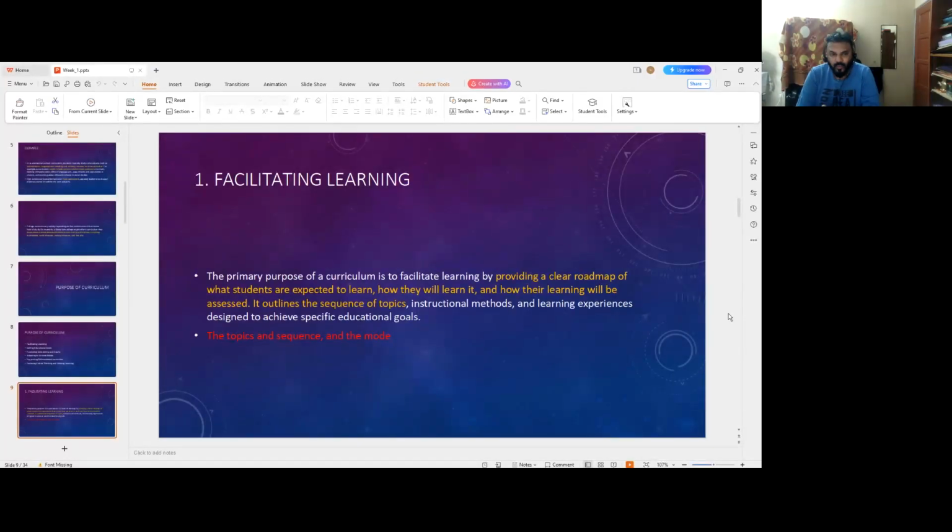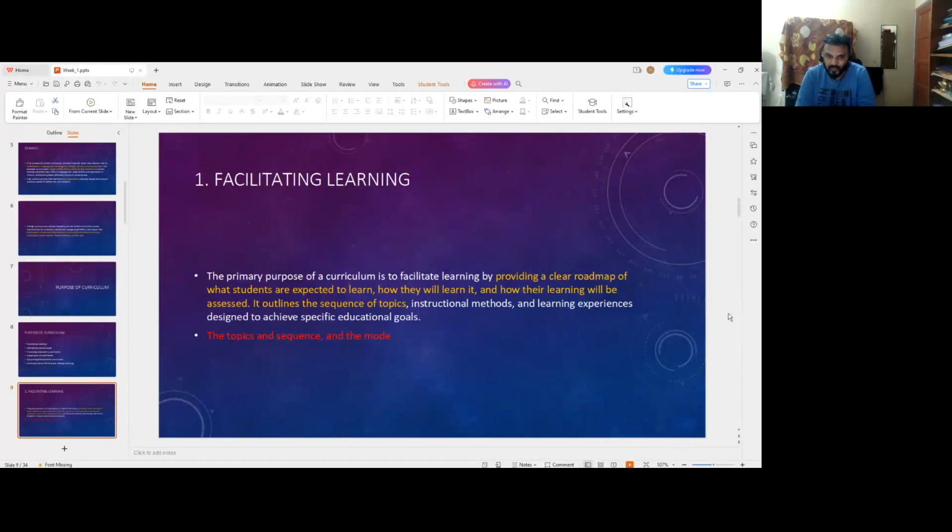Okay, as for number one, facilitating learning. Basically, it helps us provide a clear roadmap of what students are expected to learn, how they will learn, and how the learning will be assessed. There you go. Remember these three: what students are expected to learn, how they will learn, and how their learning will be assessed with the examinations.